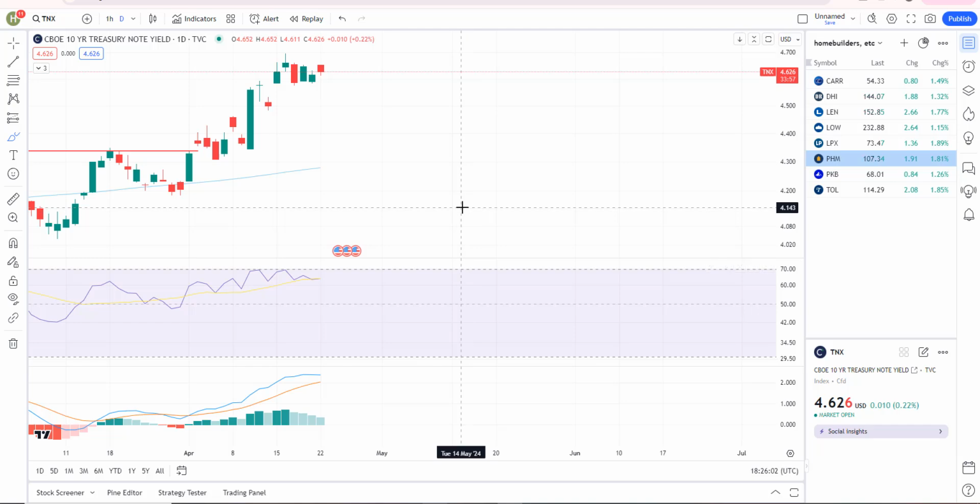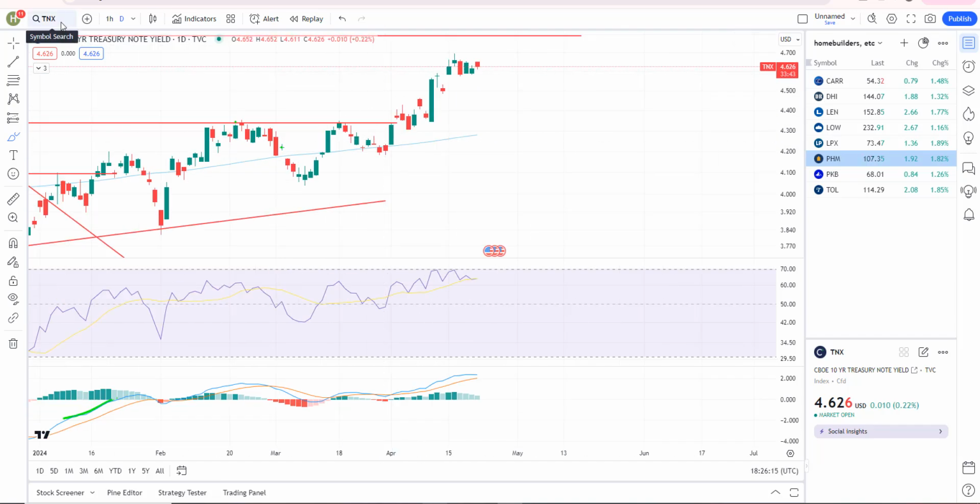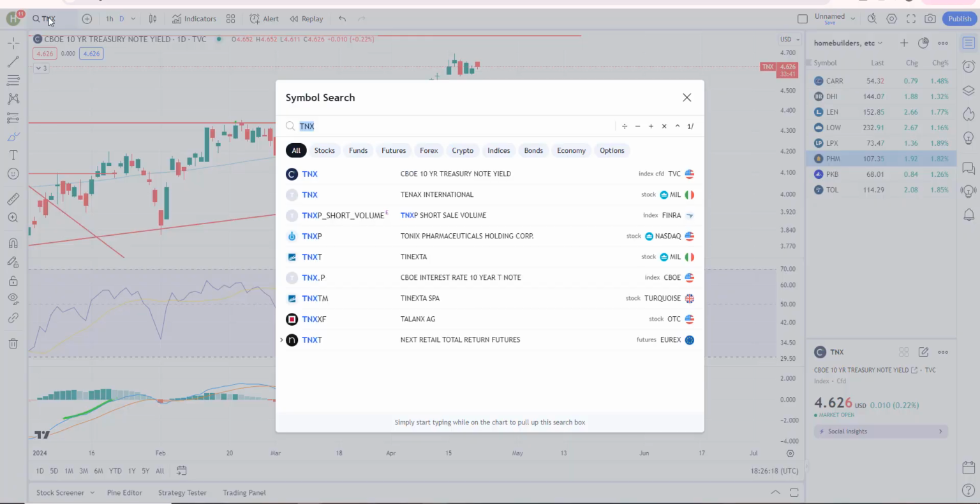Interest rates, the 10-year Treasury, kind of doing nothing. It's up slightly, but pretty much flat. And with the market sitting at support, as long as interest rates don't continue to climb, that gives the market an opportunity to rally a little bit. So that's really all we're seeing.